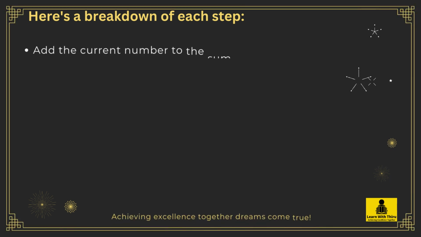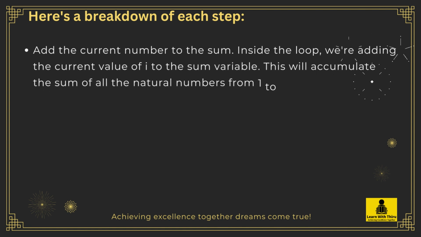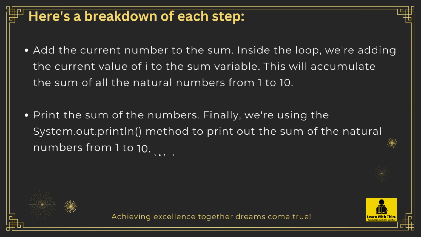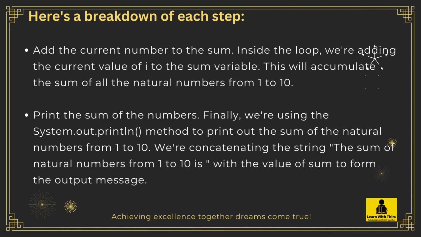Add the current number to the sum. Inside the loop, we're adding the current value of i to the sum variable. This will accumulate the sum of all the natural numbers from 1 to 10.